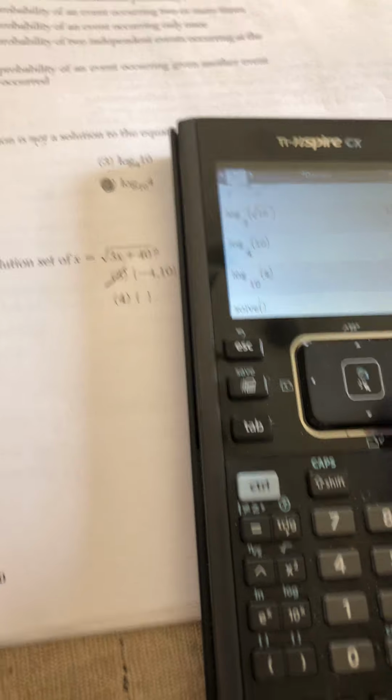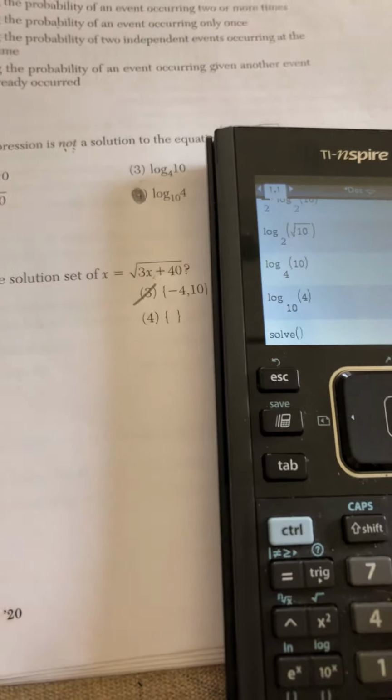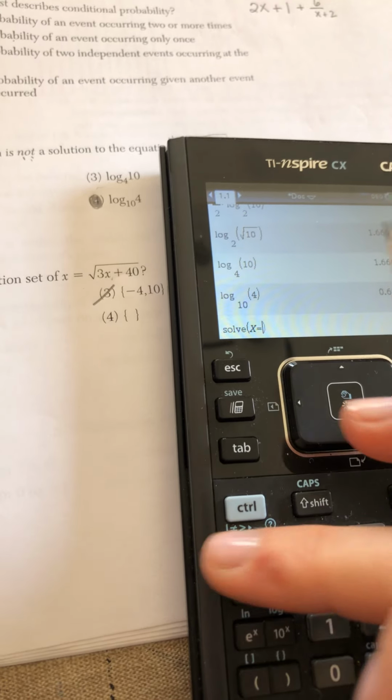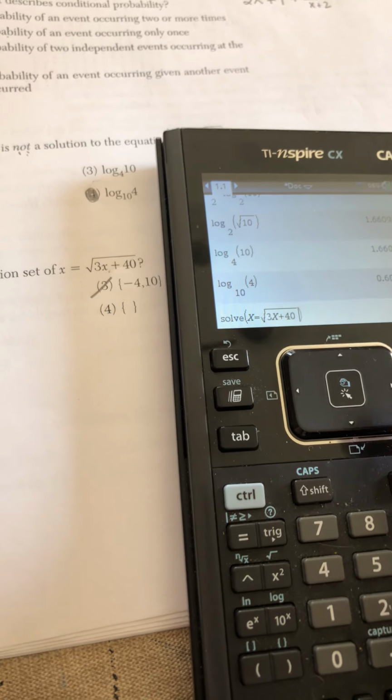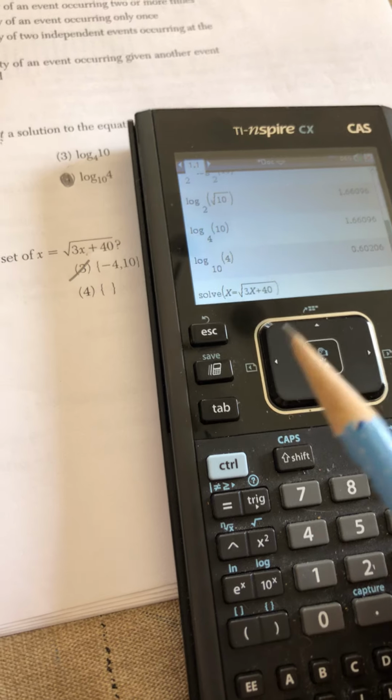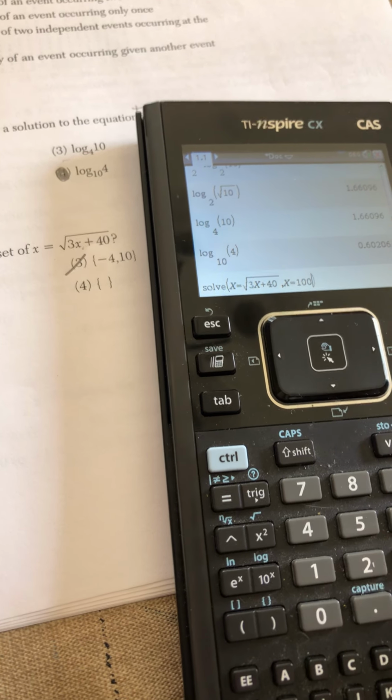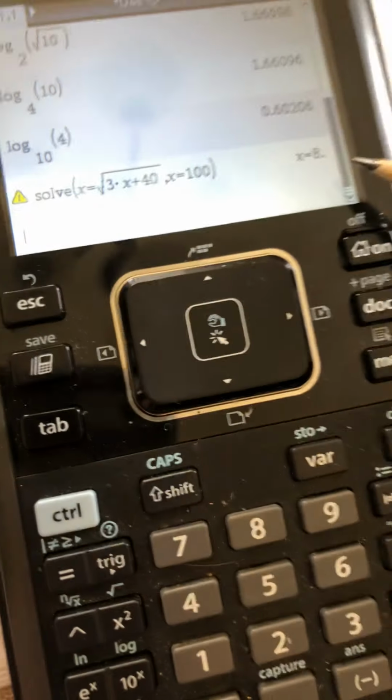Menu 3-1. Again, I did it algebraically so you guys would see. X equals the square root of 3x plus 40. Get out of that square root. And x is 100. Answer is 8.